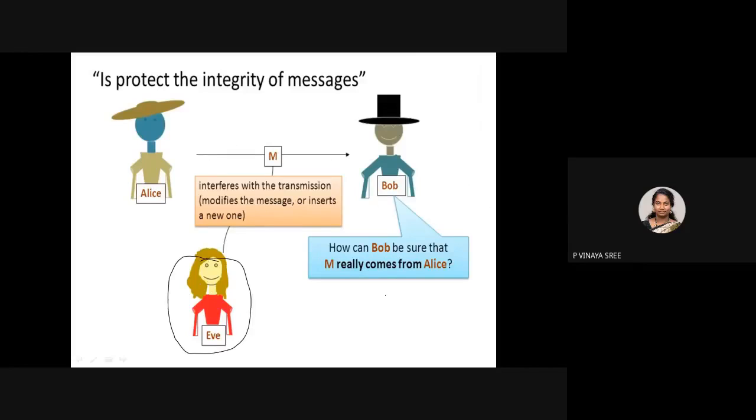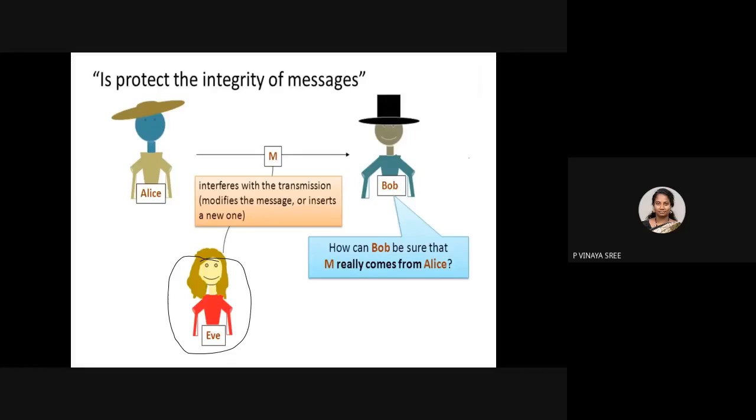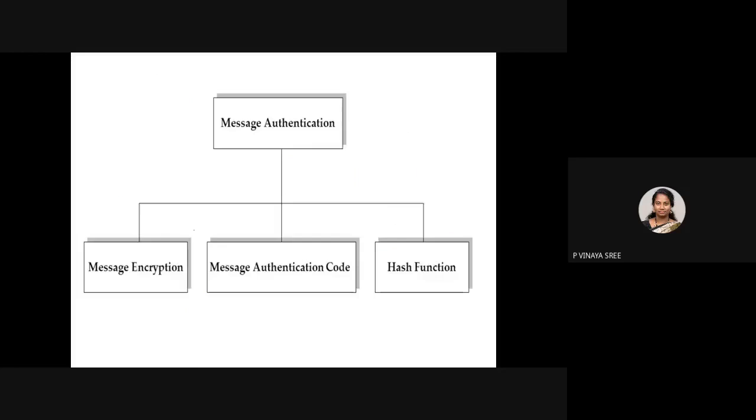So what we have to do for this? There are three techniques. Just now I said the main concentration is that Bob must know whether the message received is from an authorized user, Alice, and Bob must know that the message Alice has sent was not modified in the transmission. For that, for message authentication, there are three techniques: message encryption, message authentication code, and hash function.